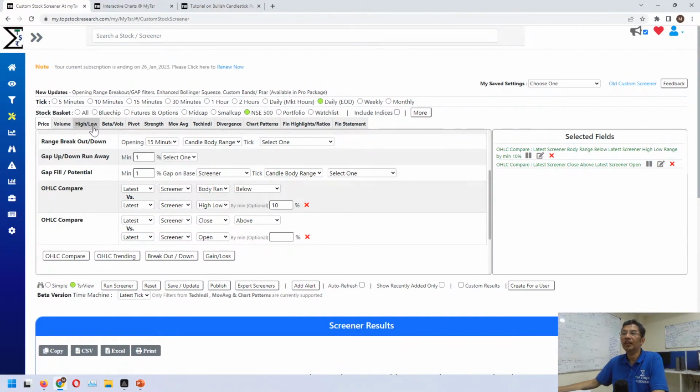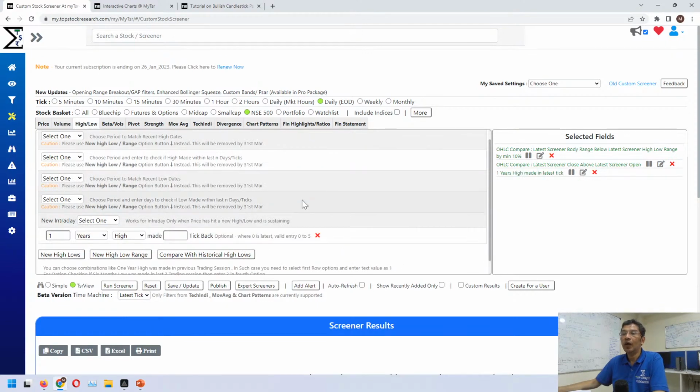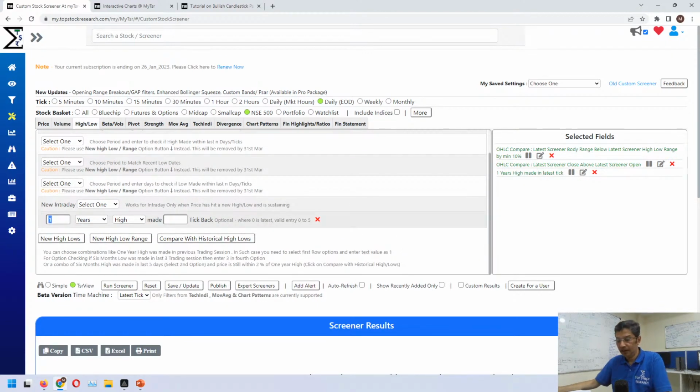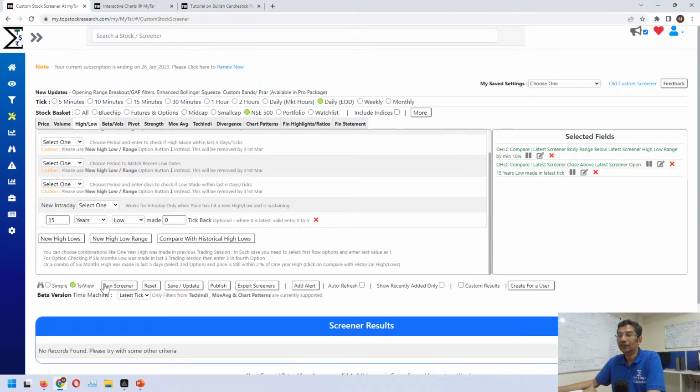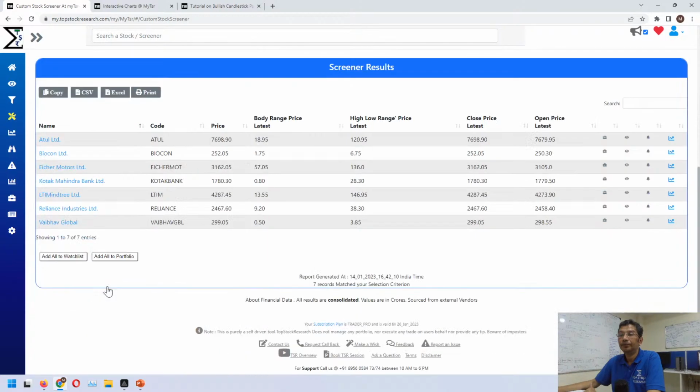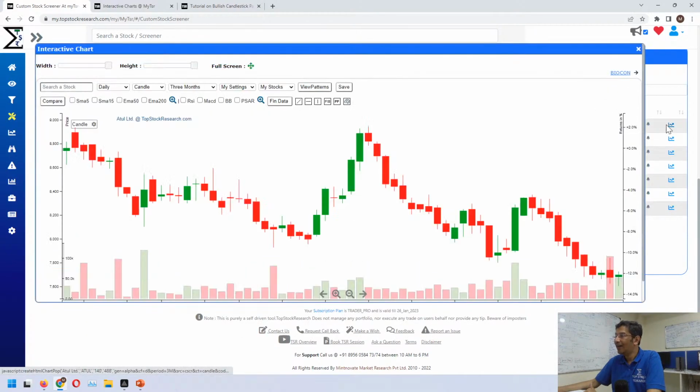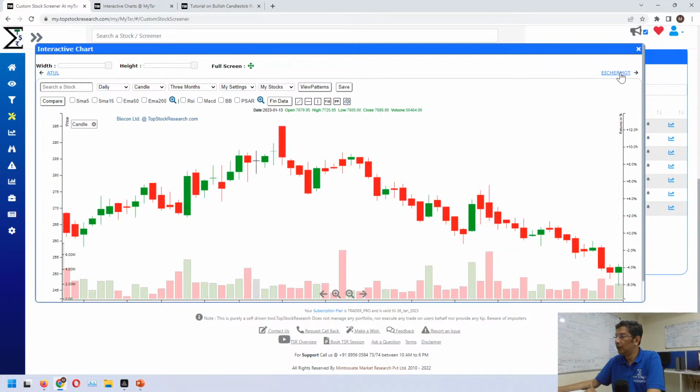So what you can do is go to new highs/lows, maybe the last 15-day low, made in the 0 tick, in the latest tick. So okay, no records, 15 days low, sorry, right? You find this thing. So what we are gradually building is basically the pattern which we are interested in, also the green pattern, and also it is at a lower level, right? So this is how you will typically do it.